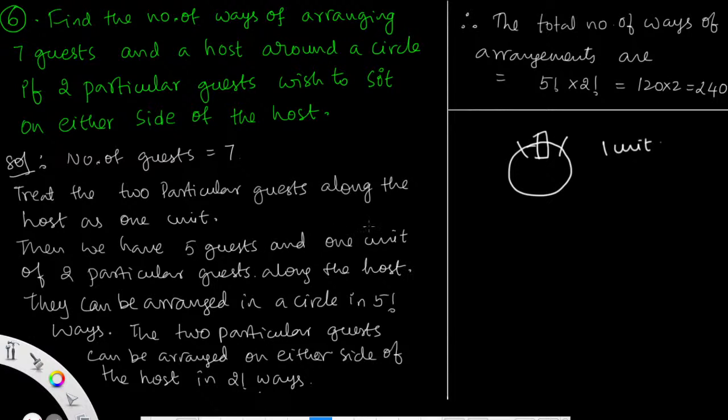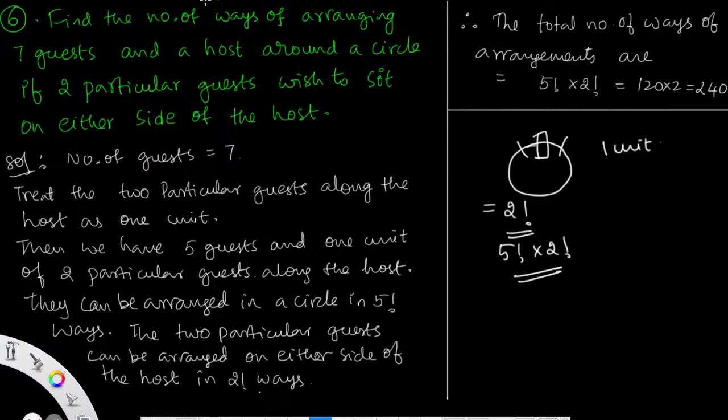Then we have 5 guests and 1 unit of 2 particular guests along with the host. So they can be arranged in a circle, totally 6. 5 guests plus 1 unit means totally 6 persons. They can be arranged in 5 factorial ways. Now the 2 particular guests can be arranged either on this side or this side of the host. That is 2 factorial. So therefore the total number of ways of arrangements is 5 factorial into 2 factorial.